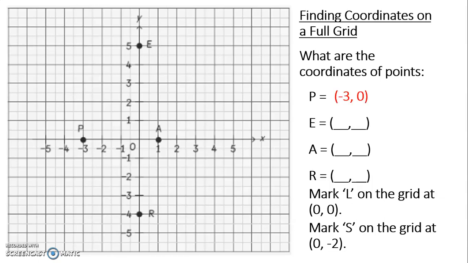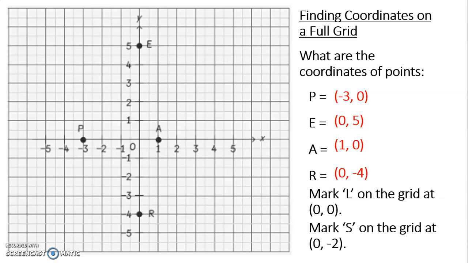E. Do we need to go along the corridor? No, because it's on the 0 line. So it's 0, and then we're going up the stairs to 5, so 0, 5. What about A? Do we need to go along the corridor? Yes, we're going along the corridor to 1. And then are we going up or down the stairs? No, it's on the 0 line, so it's 1, 0. And R? Are we going along the corridor? No, it's on the 0 line, so 0. Up or down the stairs? We're going down the stairs to -4, so 0, -4.